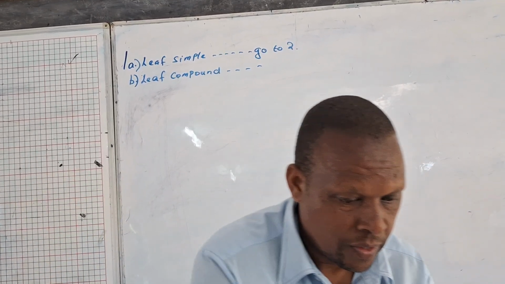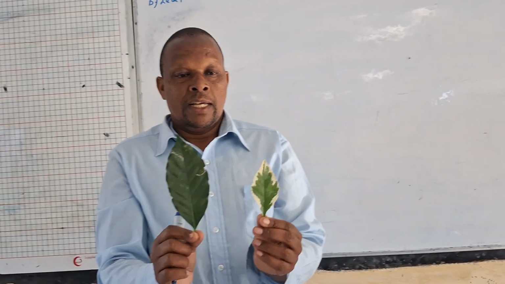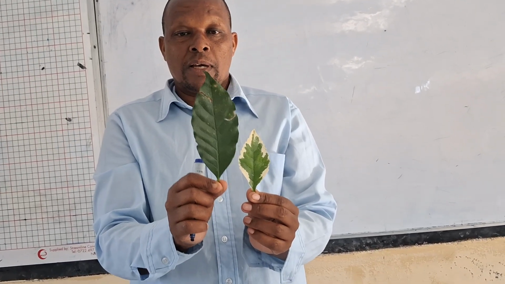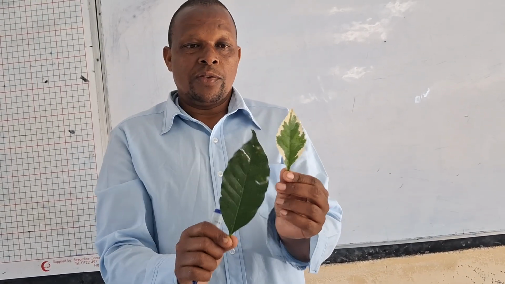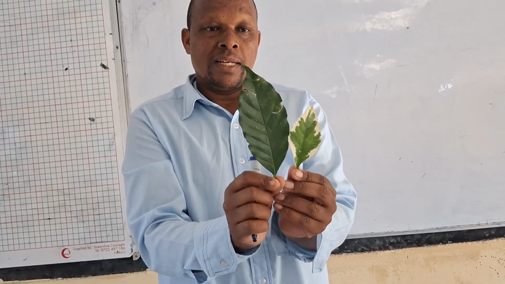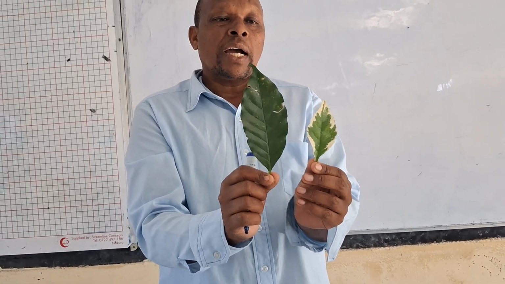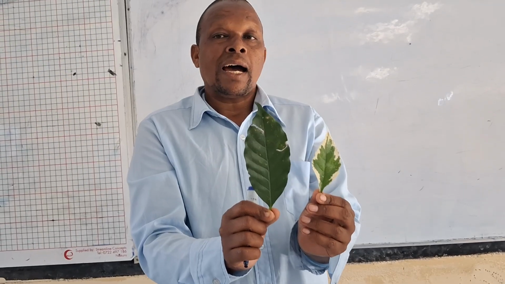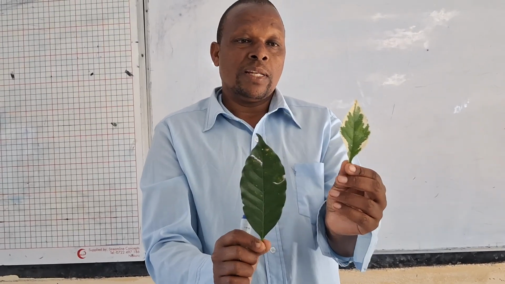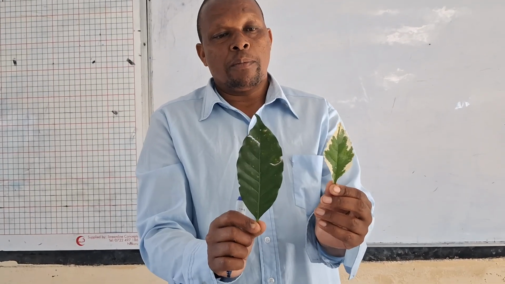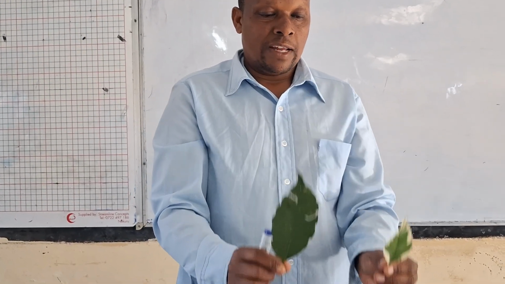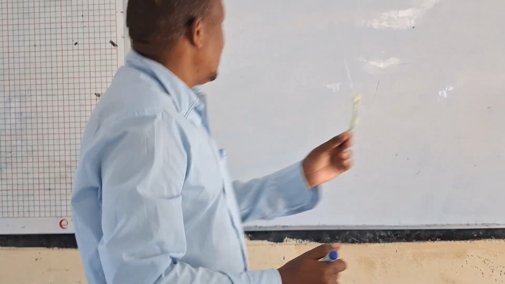Once you are done with the simple leaves, is when you now go to the compound leaves. So now, how can we differentiate these 2 leaves? This one is having a smooth margin, while this one is having a serrated margin. So you can use the margins. Are we together? Yes. Or we can look at the color of the leaves. This one is purely green, while this one is variegated. So you can talk about variegation, and you can talk about what? Non-variegation.